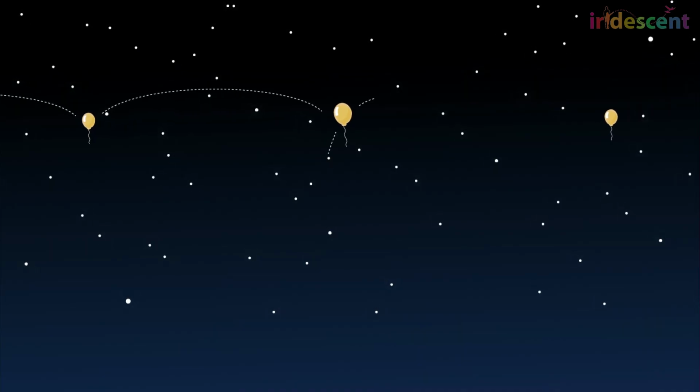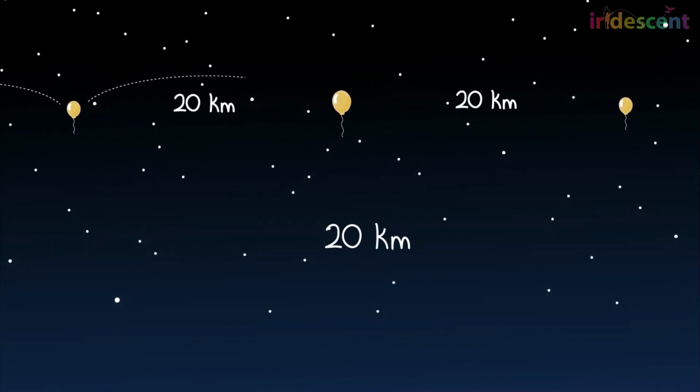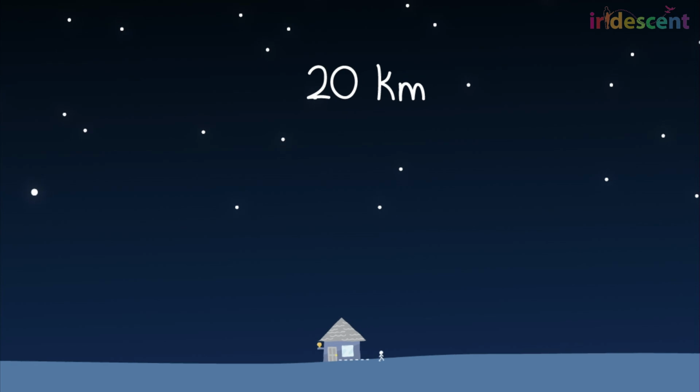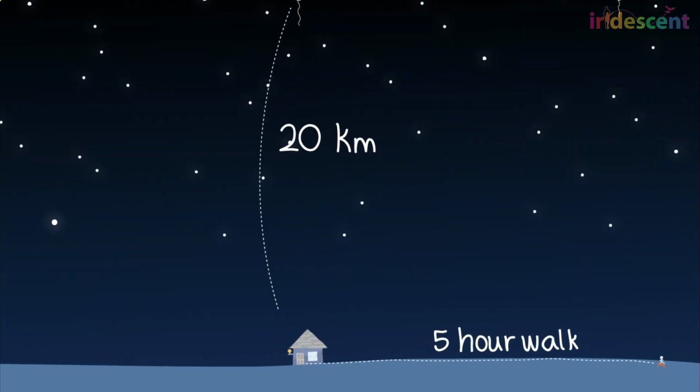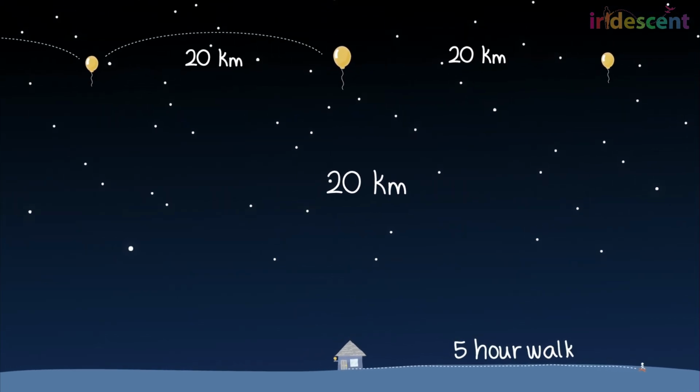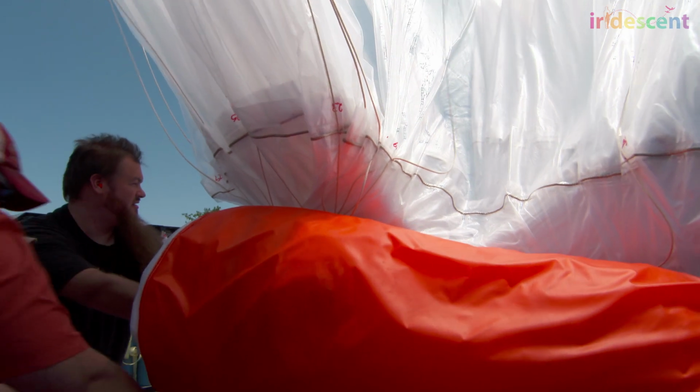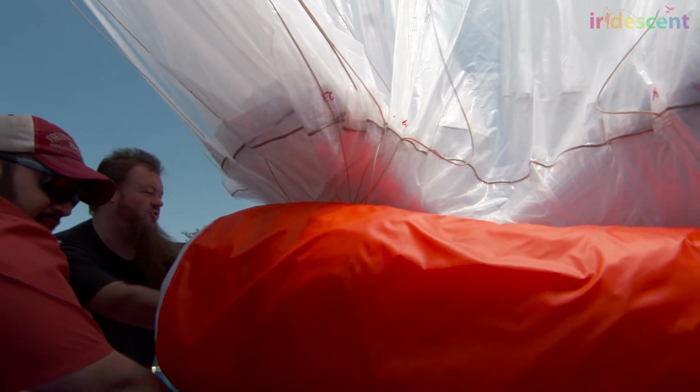The balloon's radio can reach 20 kilometers to the ground and the other balloons. That's about the distance you can walk in 5 hours. But so how many balloons would you need to cover a large area like a country or a continent? We don't really know exactly how many balloons we need yet, but we envision that in particular latitude bands we might need 1,000 or a few thousand balloons.